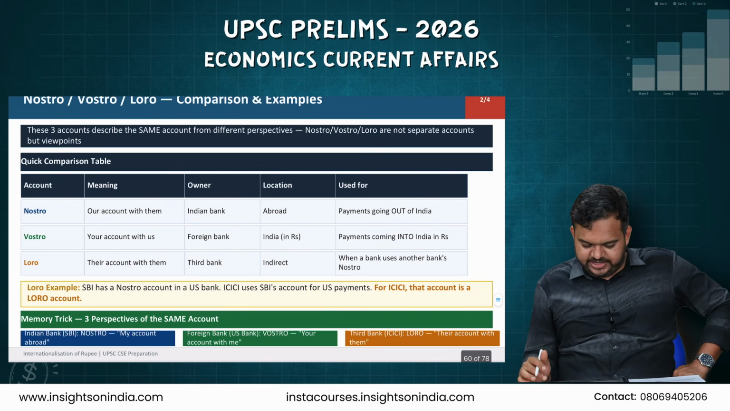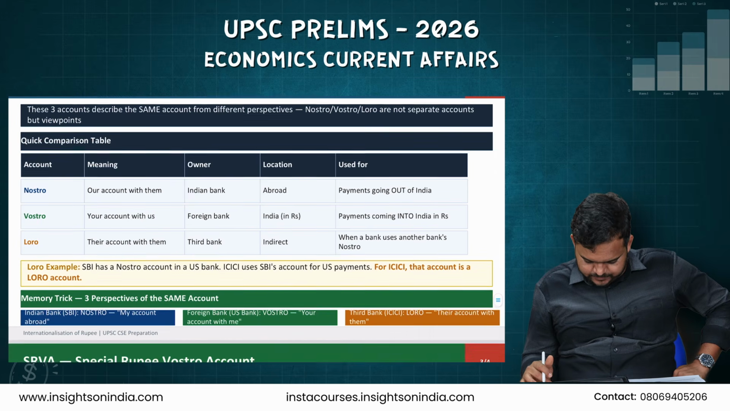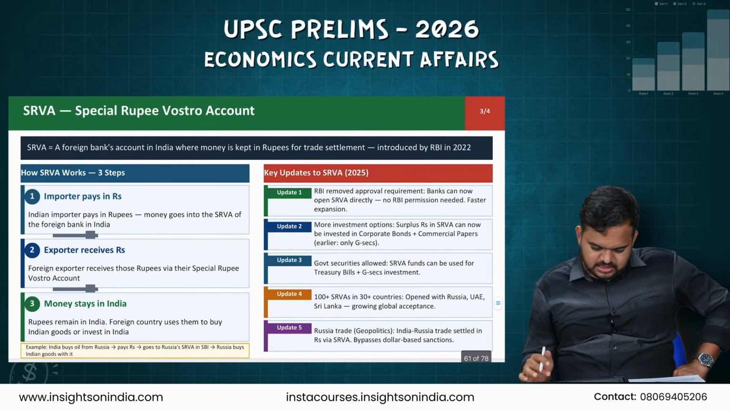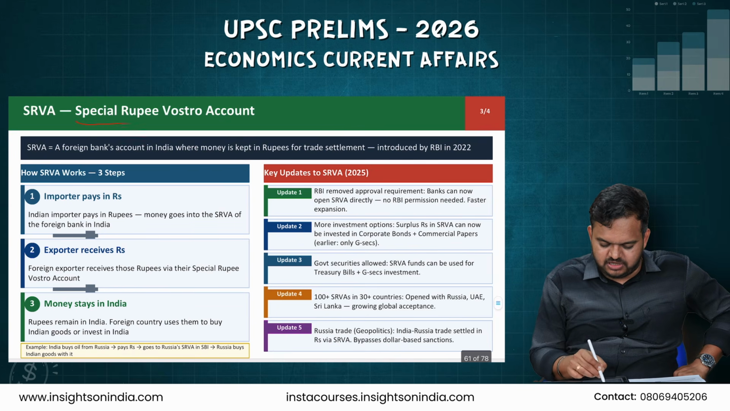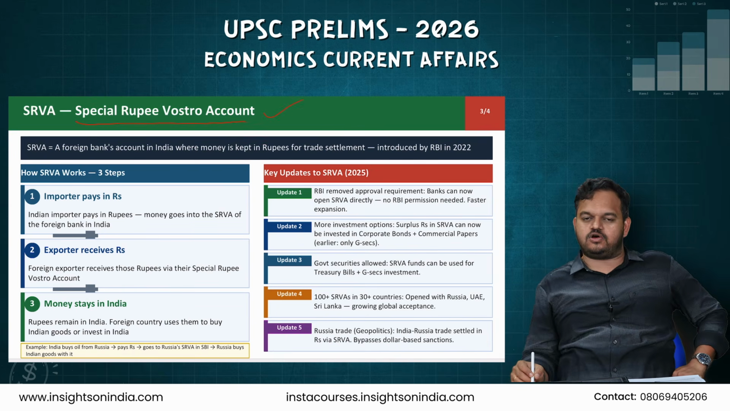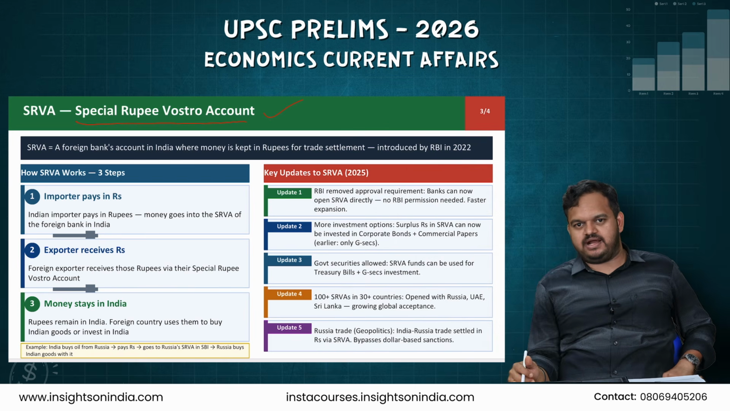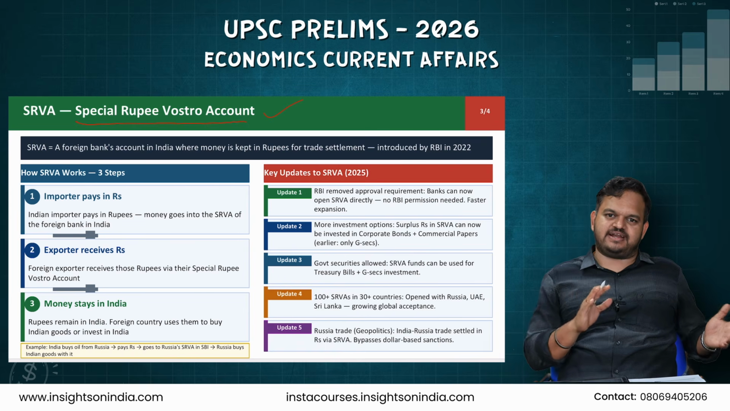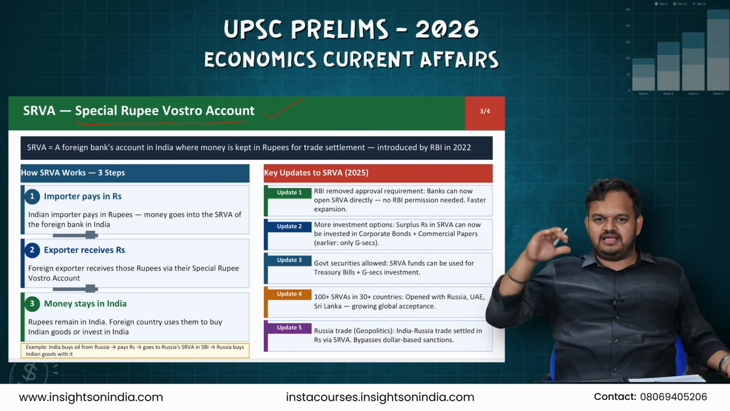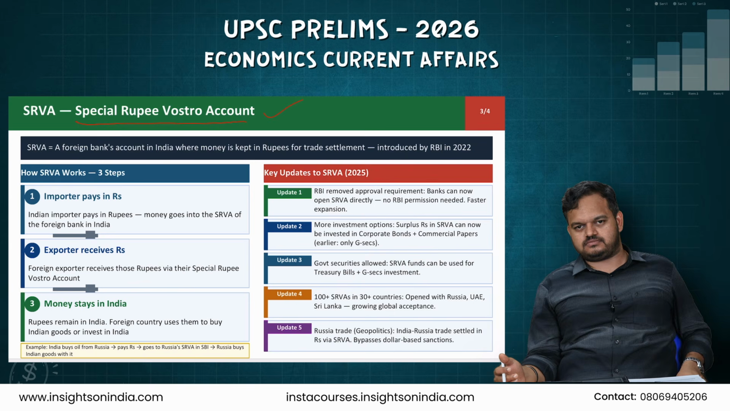So we already talked about the differences. There is something called the special rupee escrow account. You know escrow account, right? The foreign bank is going to open an account in India, right? The money will be in terms of rupee, right? So whatever the trade transactions with that foreign entity can happen through this escrow account.